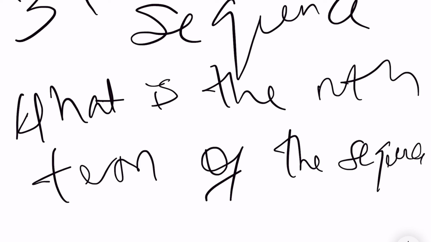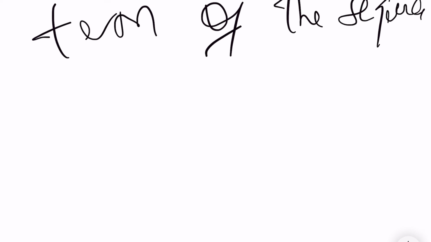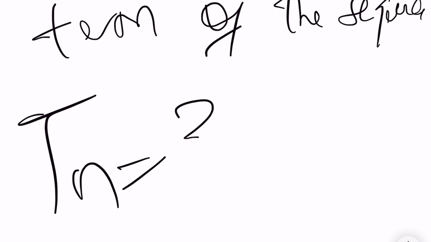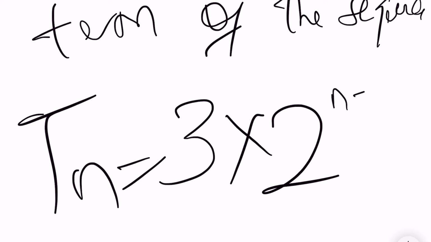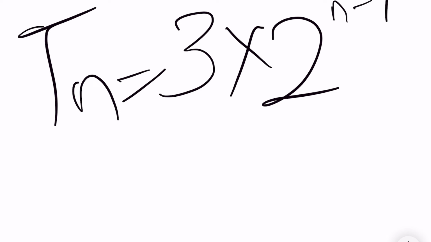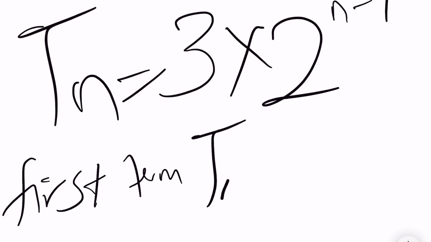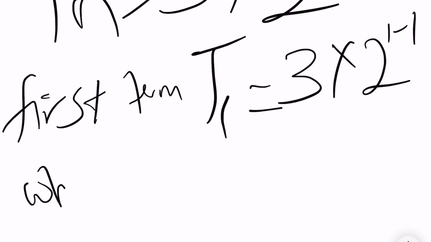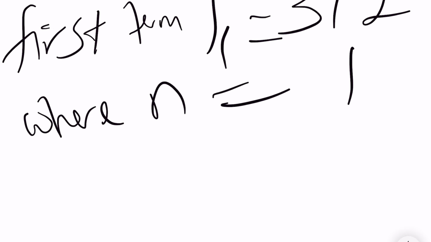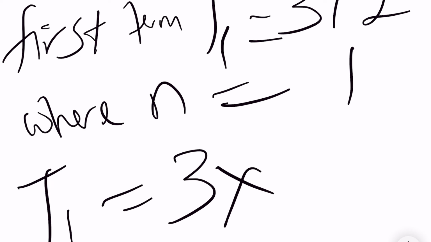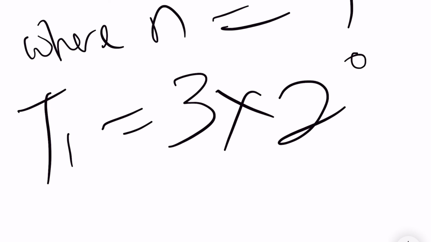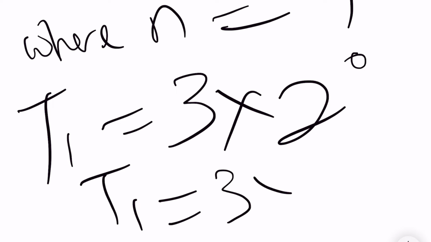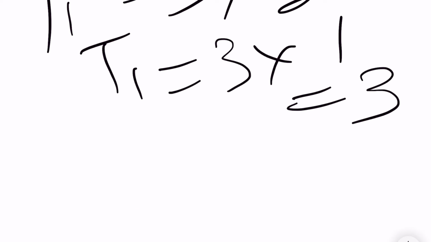Now, we have our Tn to be 3 times 2 raised to n minus 1. For the first term, which is T1, we have 3 times 2 raised to 1 minus 1, where n is 1. So T1 is 3 times 2 raised to power 0, and anything raised to power 0 is 1. So 3 times 1 is 3. So our first term is 3.